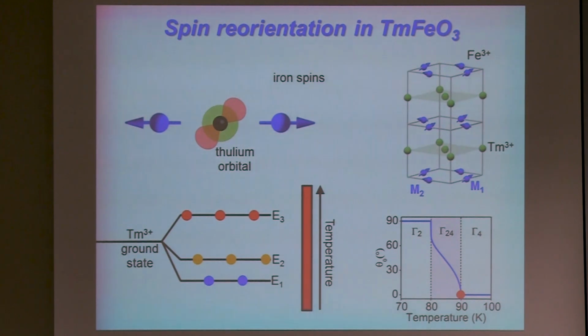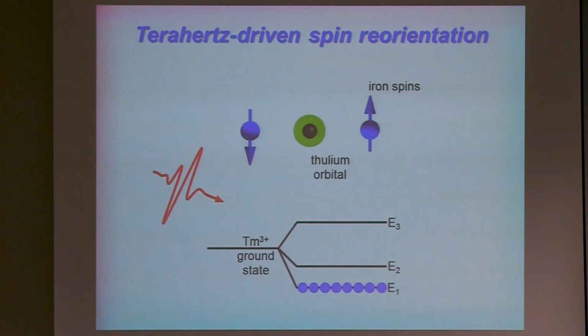So this is, of course, an equilibrium thermal process. The question is, can we do it now in a non-equilibrium way? So we can sit in the vicinity of this phase transition, and instead of simply heating the sample, we can come with the terahertz wave and resonantly repopulate the higher orbital states, changing the electronic orbital of thulium, which exerts a torque on spins.